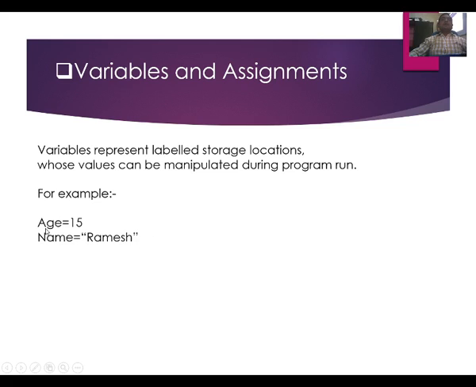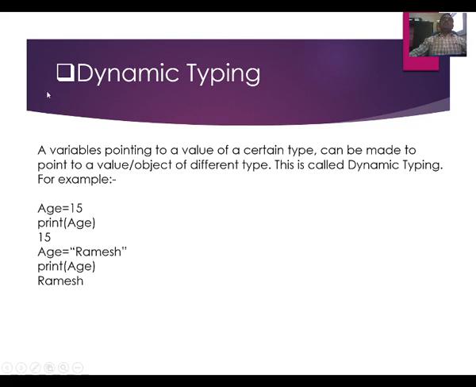Age contains 15, that is a numeric value. Name contains Ramesh, that is a character value, or it is also called a string value. So that is variables. Age and name are variables. It means labeled storage location. Right. Next, dynamic typing. Python supports dynamic typing.